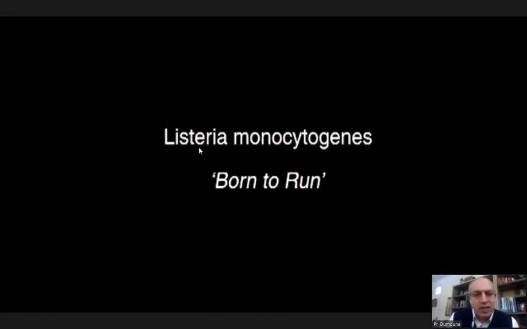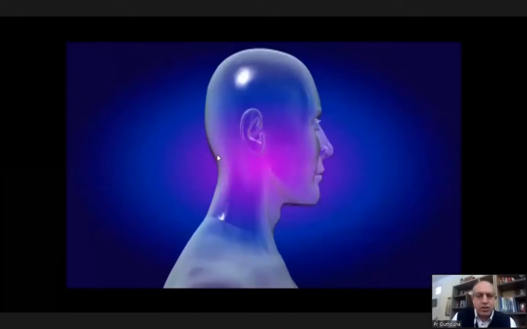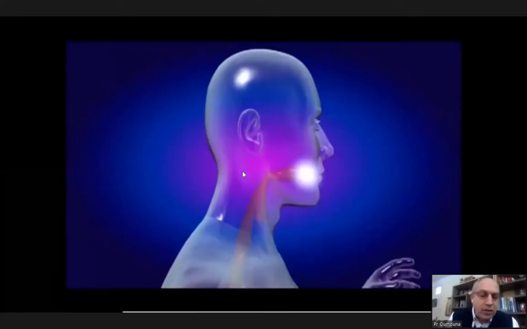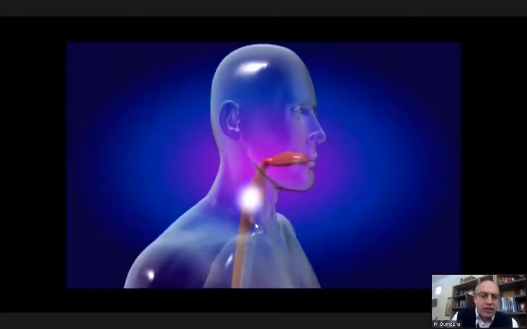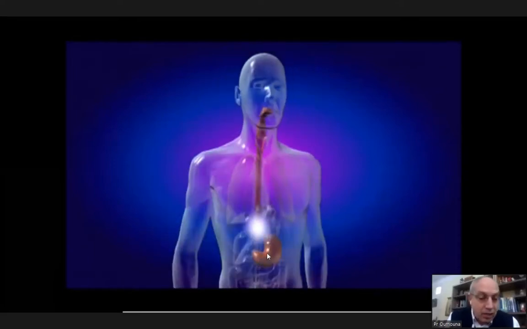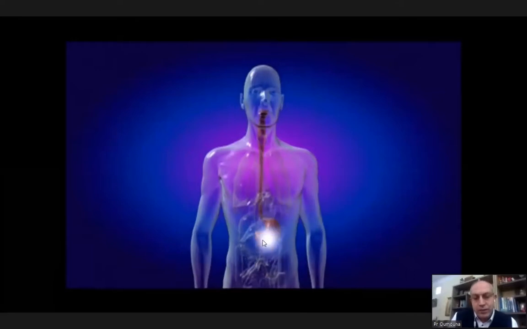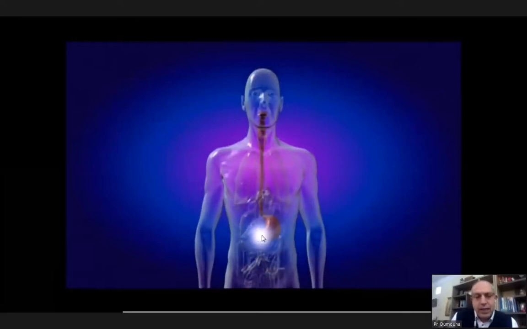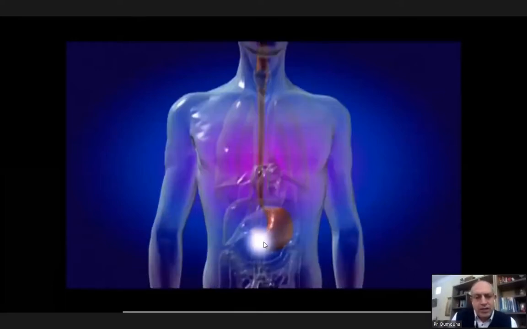The second one is Listeria monocytogenes. It is well known; we can find it in cheese, for example, and we can ingest it through what we have eaten, and it enters our intestinal system.